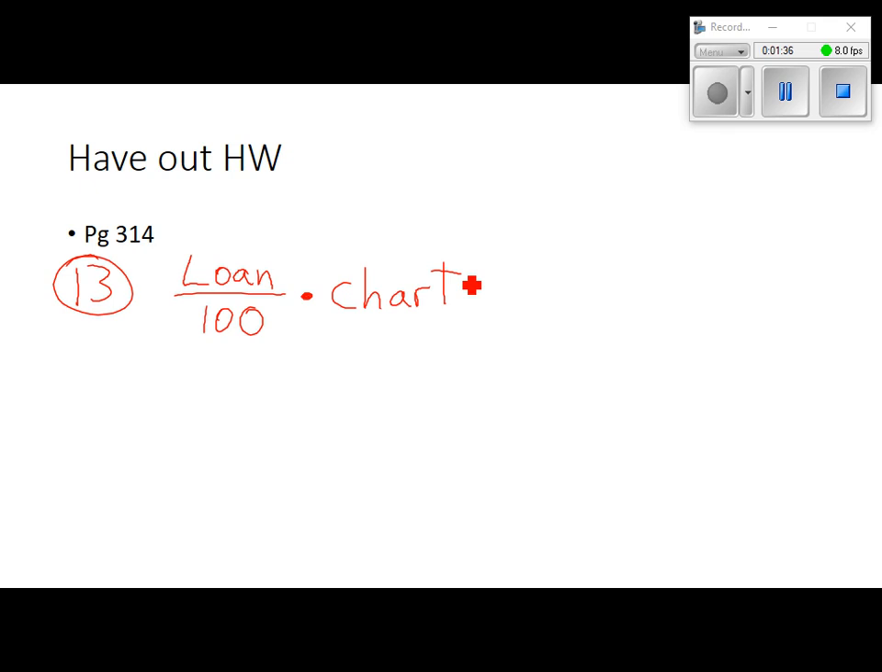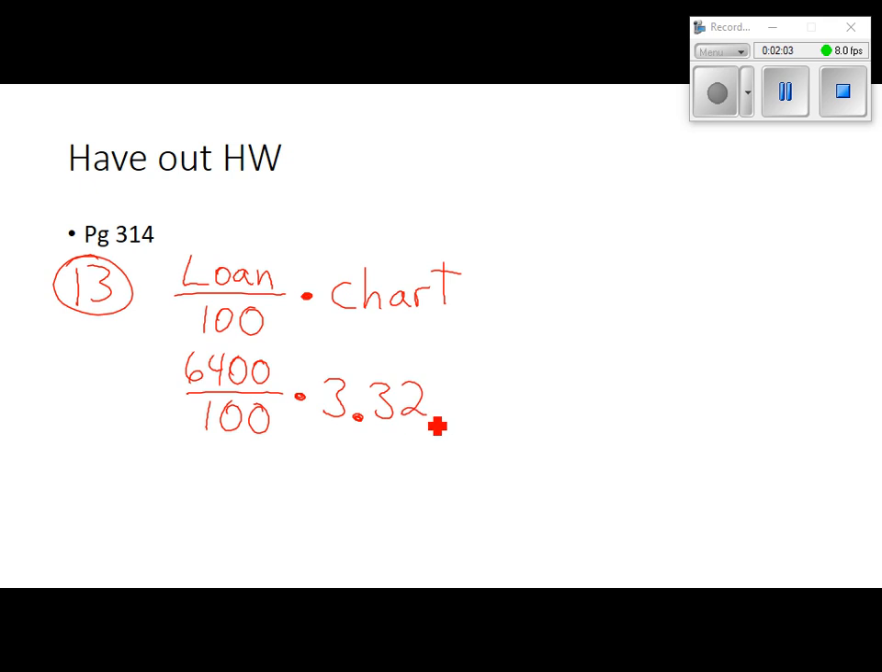This time on 13, how much was the loan? 6,400. Have your calculators out. Divide that by 100. Oh, we've got to get the number from the chart. Sorry, I lied to you. We are going to need the chart for this. 3.32. Yep.